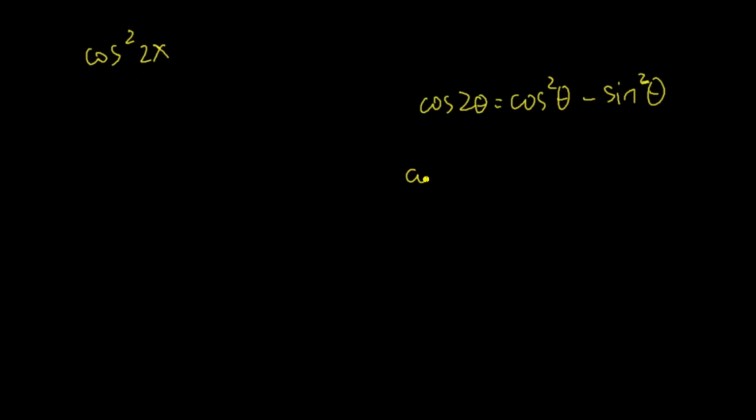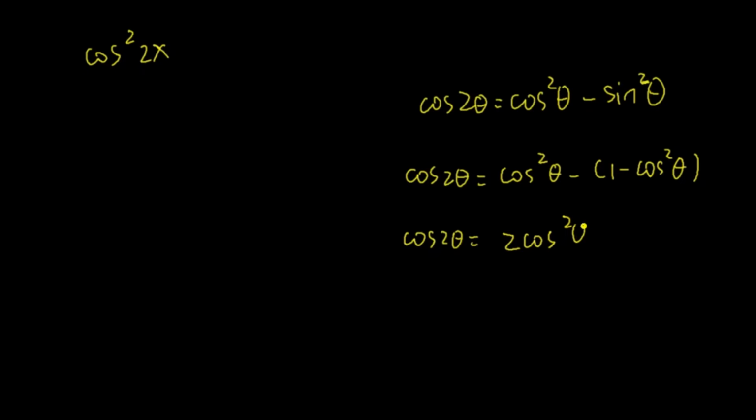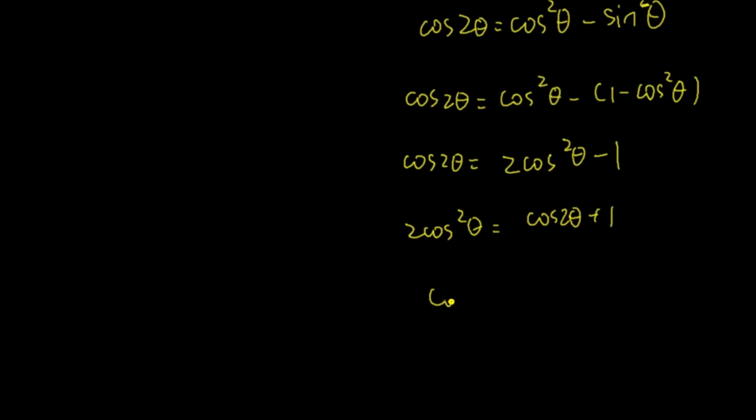Okay, so we know that cosine 2 theta is equal to cosine squared theta minus (1 minus cosine squared theta). Minus minus is a plus. So cosine 2 theta is equal to 2 cosine squared theta minus 1. Add 1 to both sides. Let me write 2 cosine squared theta on this side. That is cosine 2 theta plus 1. And divide both sides by 2. We have cosine squared theta is equal to (cosine 2 theta plus 1) divided by 2.